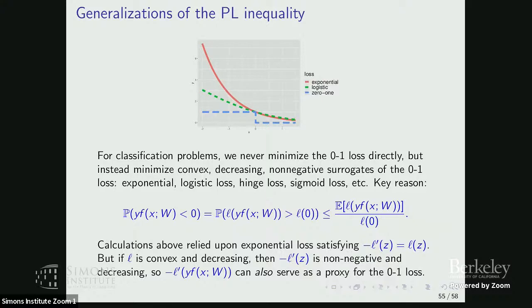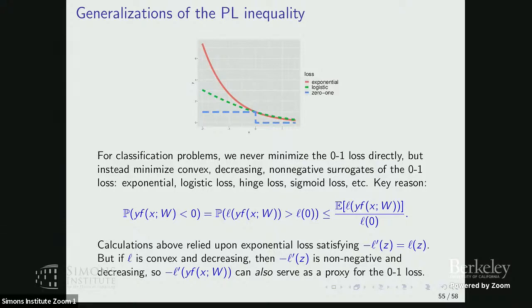And so what this means is that if you have any non-negative and decreasing function, it is going to be a surrogate for the 0, 1 loss. And that's satisfied by the exponential loss, also the logistic loss, and the hinge loss, and so on.